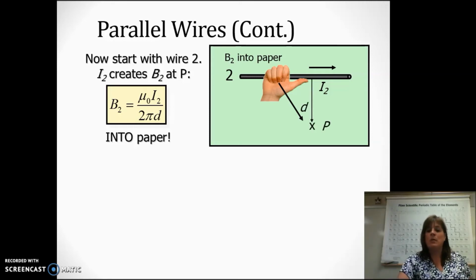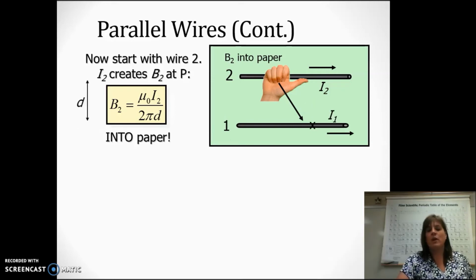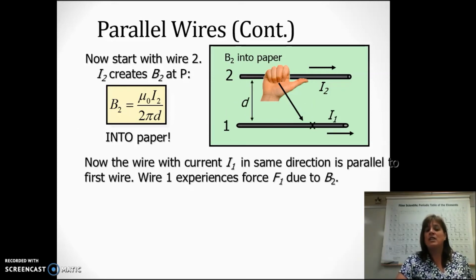So when we put wire 2 back in there, wire 1 back in there, with its current running to the right, it's going to feel a force from wire 2. Oh my gosh, they're exerting equal but opposite forces on each other. But what is the direction of that force?